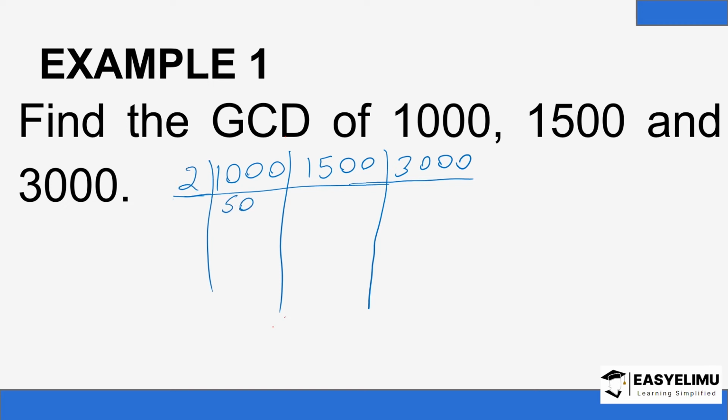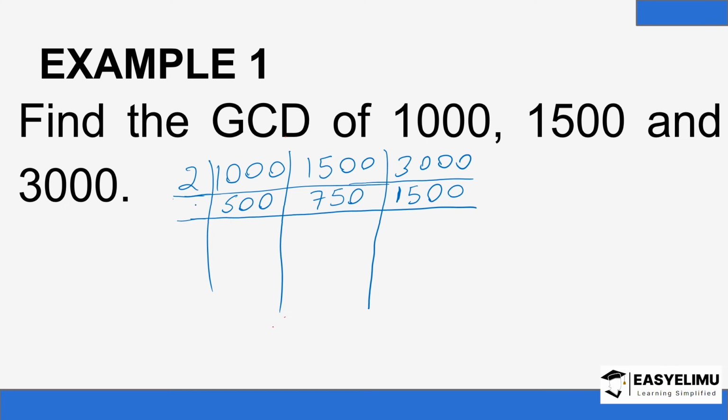2 divides 1500. 15 divided by 2 is 7, because of 14. Remainder 1, take it to 0, that becomes 10. 10 divided by 2 is 5. Then you add the 0 there. Again, 30 here: 3 divided by 2 is 1, remainder 1. Take it to the next one, becomes 10. 10 divided by 2 is 5. Then you add the 2 zeros.